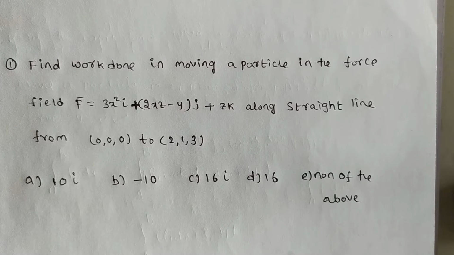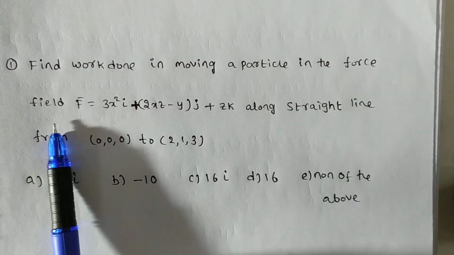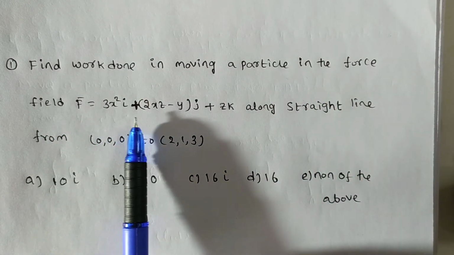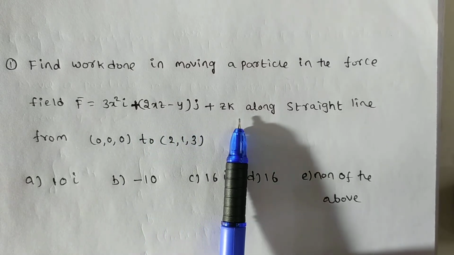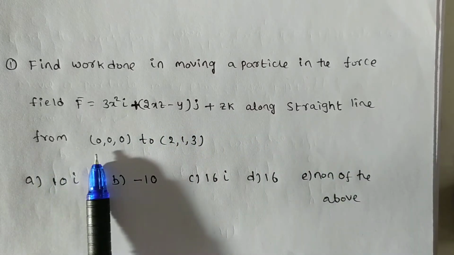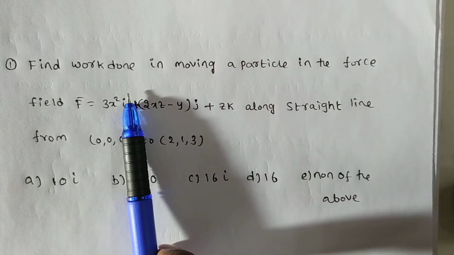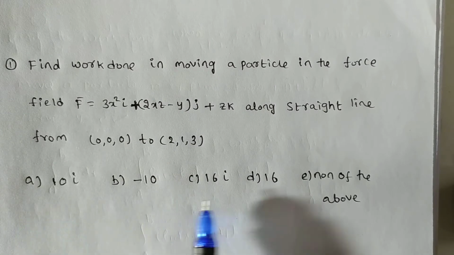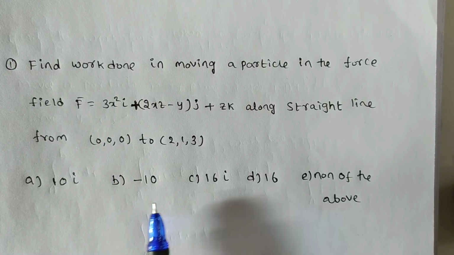Before going to the problem solving, first I am giving one task for you. The task is: find the work done in moving a particle in the force field F bar equal to 3x square i plus (2xz minus y) j plus z k along the straight line from (0, 0, 0) to (2, 1, 3). You have to solve this problem, choose the correct option, and post your solution in the YouTube comment box.